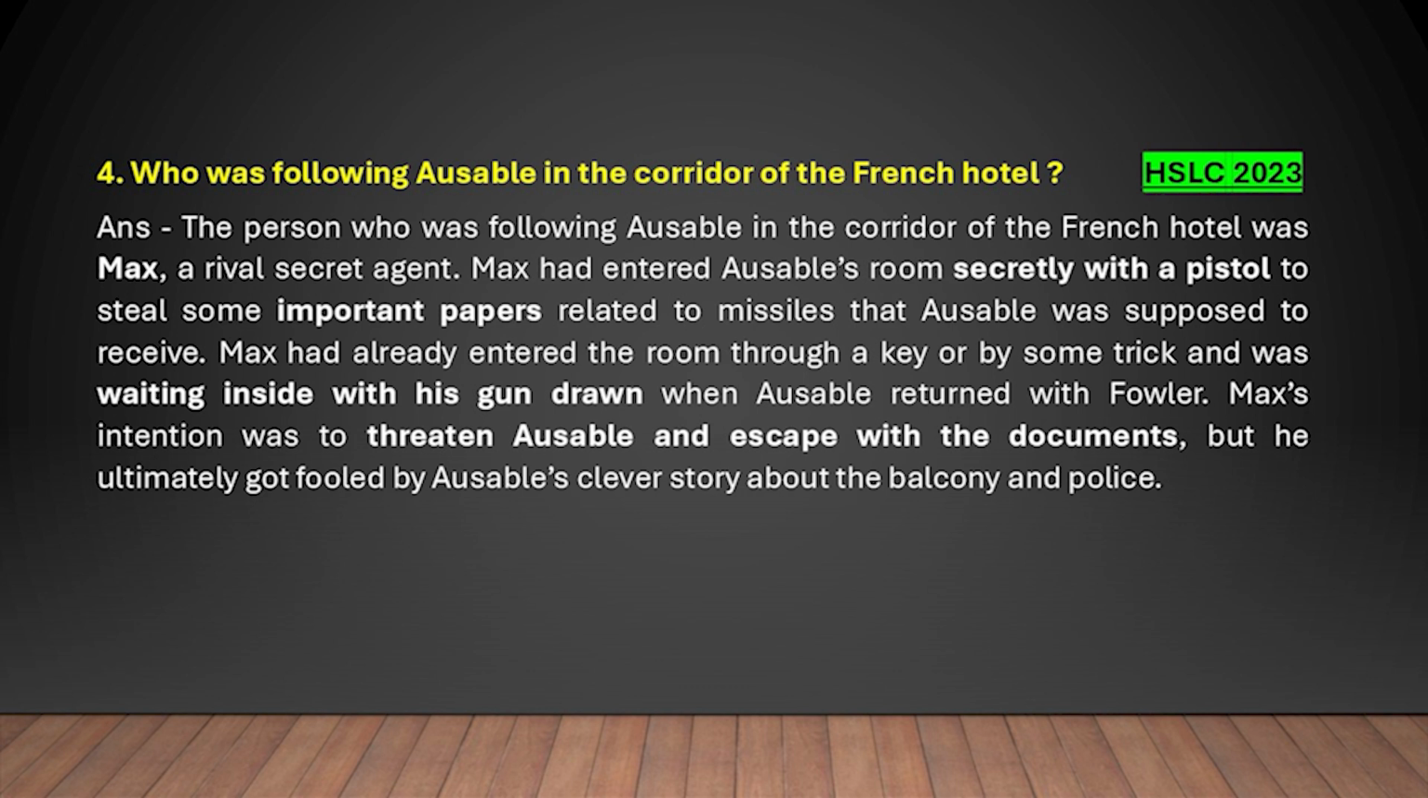Max had already entered the room through a key or by some trick and was waiting inside with his gun drawn when Ausable returned with Fowler. Max's intention was to threaten Ausable and escape with the documents, but he ultimately got fooled by Ausable's clever story about the balcony and police.